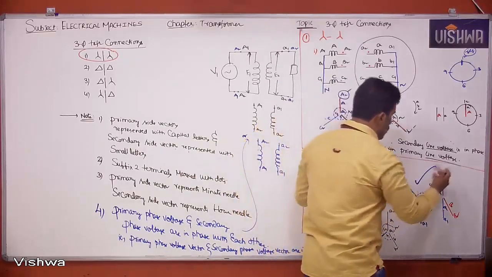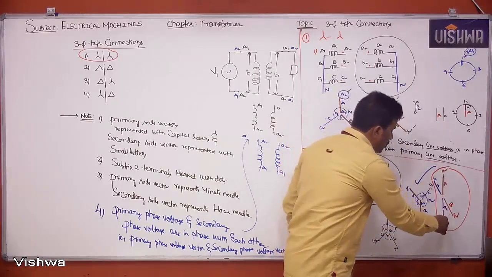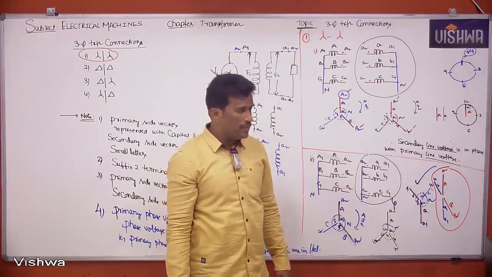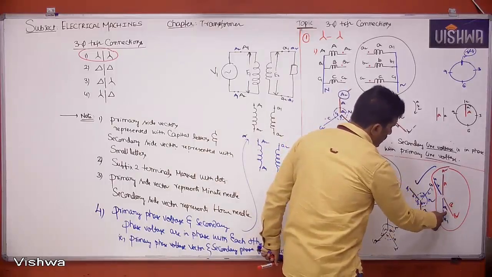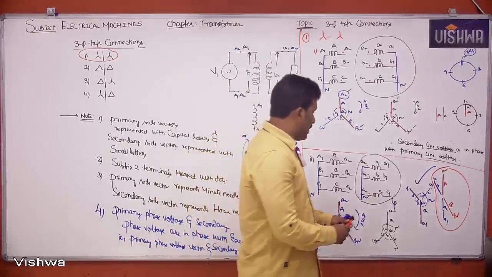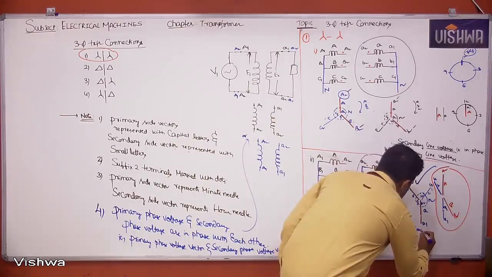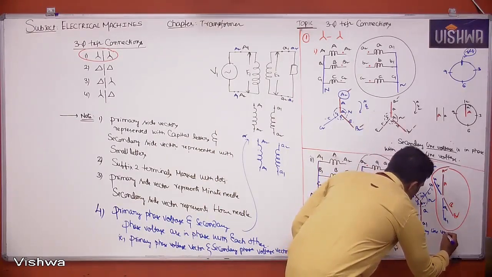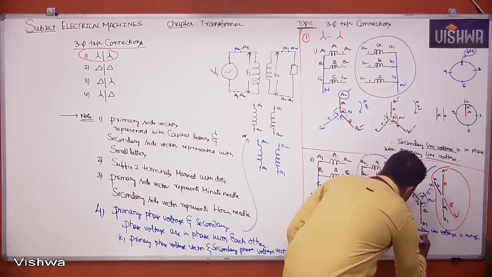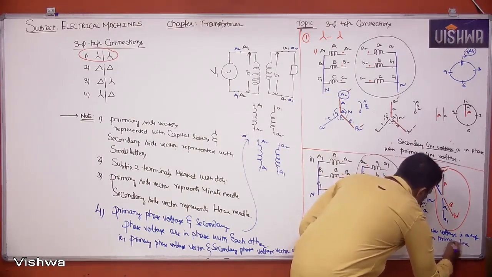There is no need to confuse. See, between this A2, B2 and A1, B1, they are clearly out of phase. You can check clearly. See, A is here, small a is here. Capital B here, small b here. They are clearly out of phase. That means what is the angle? Therefore, I can write here: secondary line voltage is out of phase with the primary line voltage.